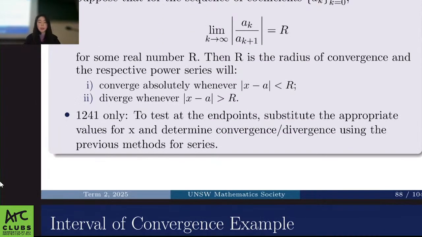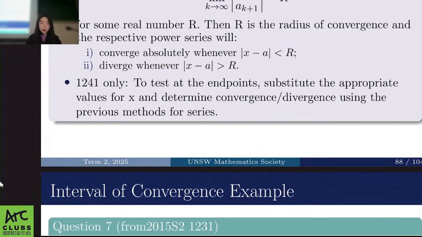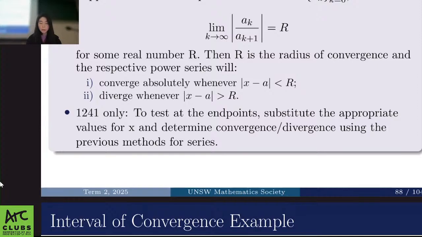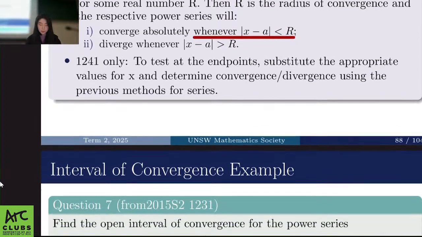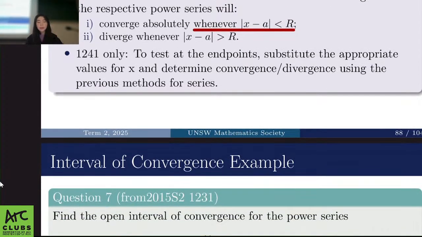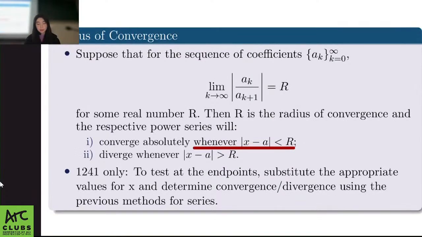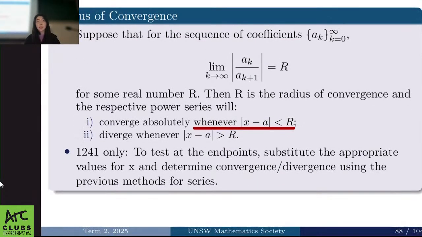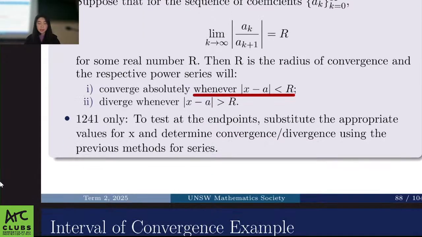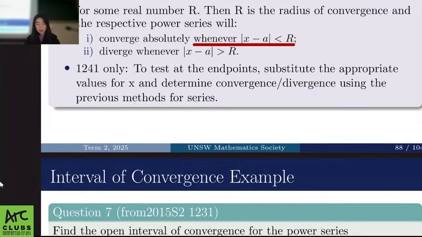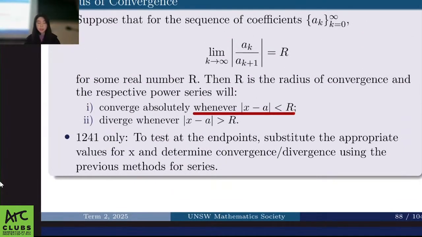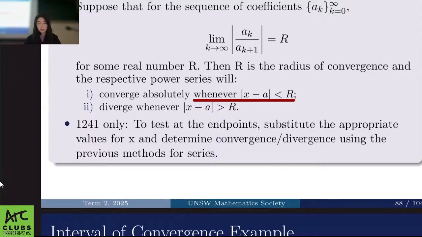Right, so how do we find the radius of convergence? It's basically equivalent to the absolute value of the coefficient of the kth term over the coefficient of the (k+1)th term. And the power series will converge absolutely whenever you are within the radius of convergence, and it will diverge outside of that range. For MATH 1241 people, if you want to test at the endpoints, you just substitute the values of x at the endpoints, and then you can use one of the tests mentioned above, like the integral or ratio test, to test whether it actually converges or diverges at the endpoints. Otherwise, we'll be finding an open interval of convergence for this series.